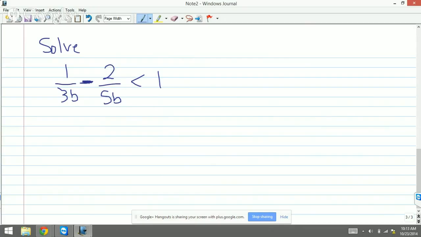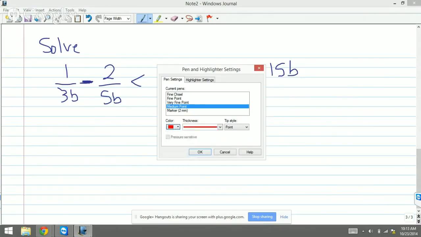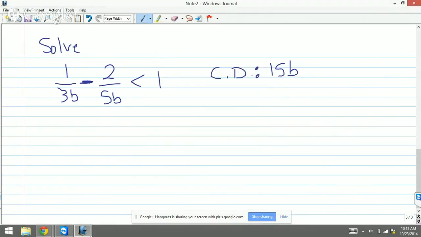Hey, stop. Common denominator, go. 15b. Because you have to get a common, basically what you're looking for here is the least common multiple of 5 and 3, which is 15. And tack a b on it because they each need a b.